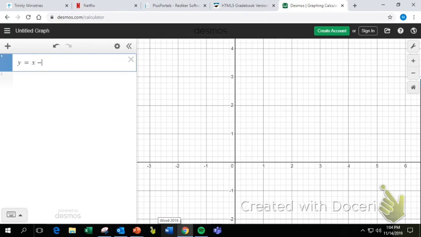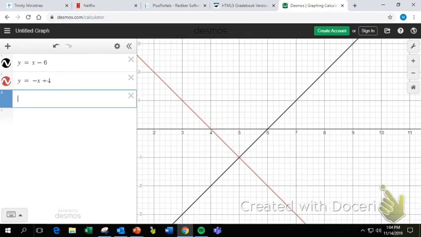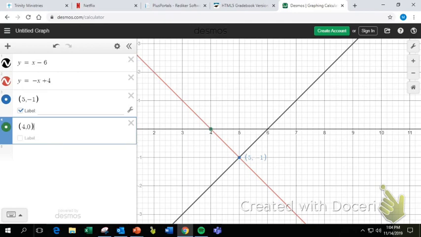You had y equals x minus 6. I told you I got ahead of myself a little bit. And y equals, was it negative x plus 4? All right, so what was that point of intersection? It was 5, negative 1. Good, we got 5, negative 1. Now let's run along the red line. What's another exact point on the red line? 4, 0. All right, here 4, 0. Good, that goes up the red line.